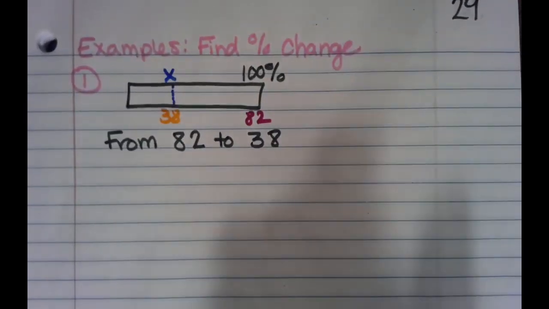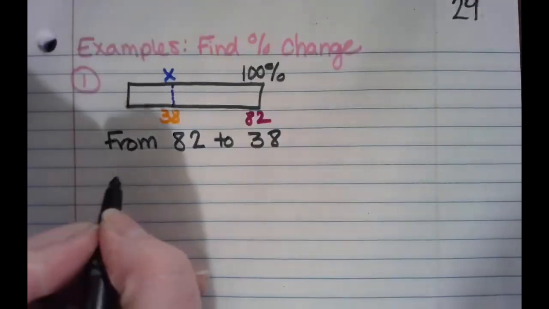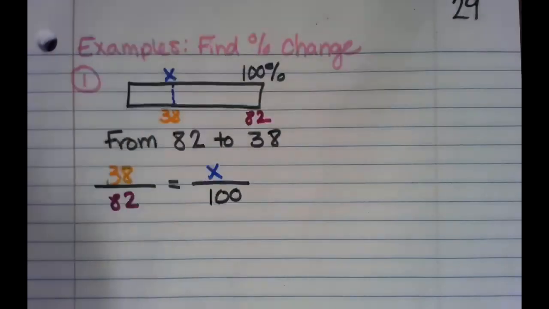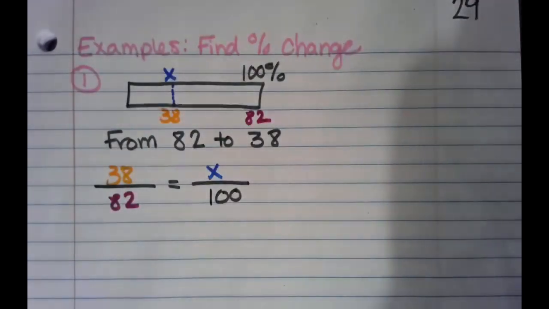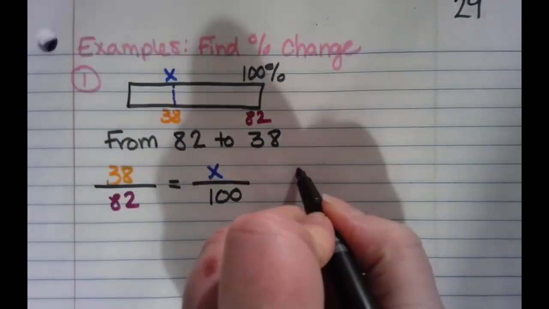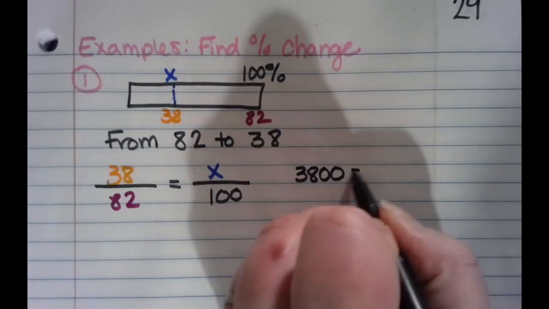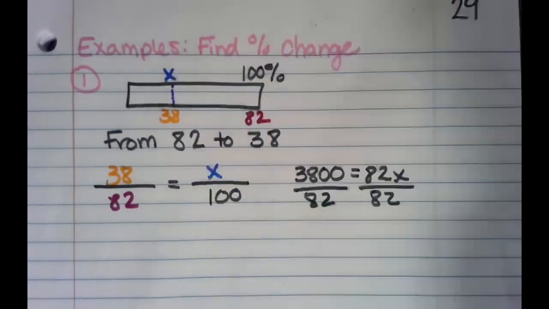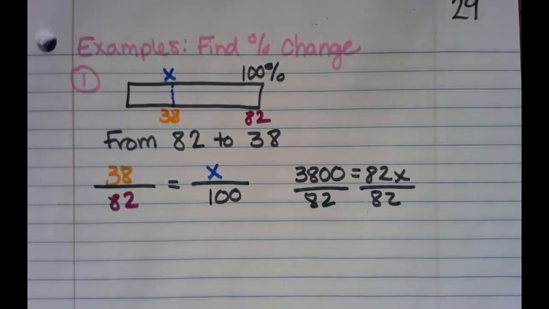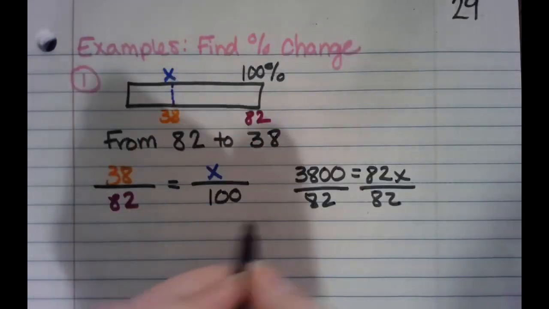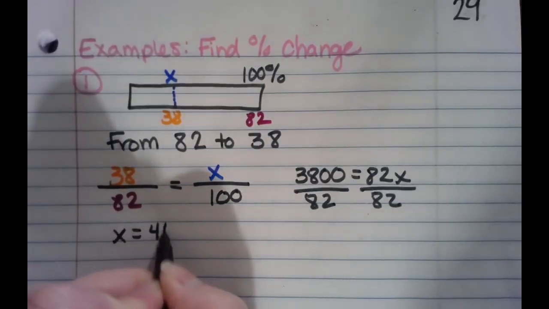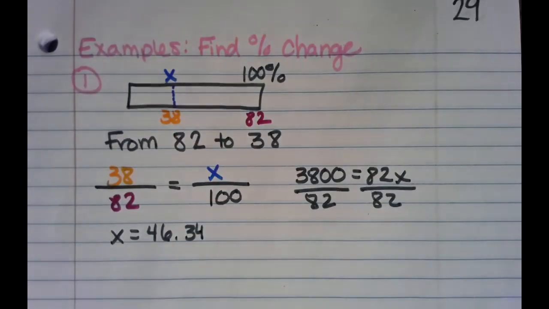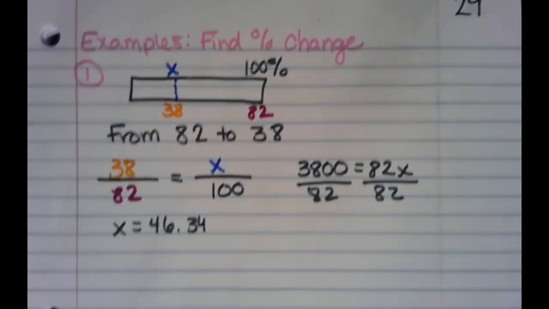Okay, so we just set up our proportion again. So we've got new over original equals percent over 100. We cross multiply and divide. We get 3,800 equals 82x. Divide by 82. And we get x equals 46.34, and then some more, so we're going to just round to the second. It was 341, so we don't round up.